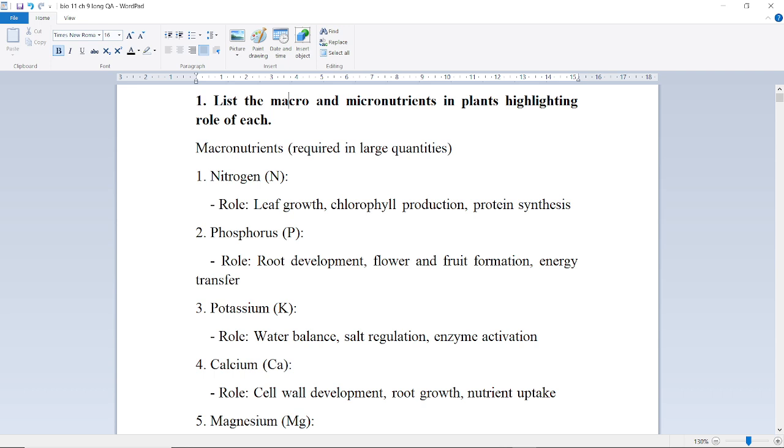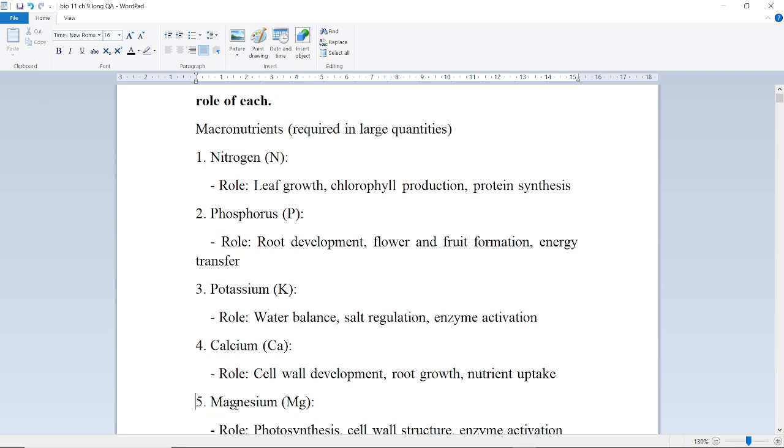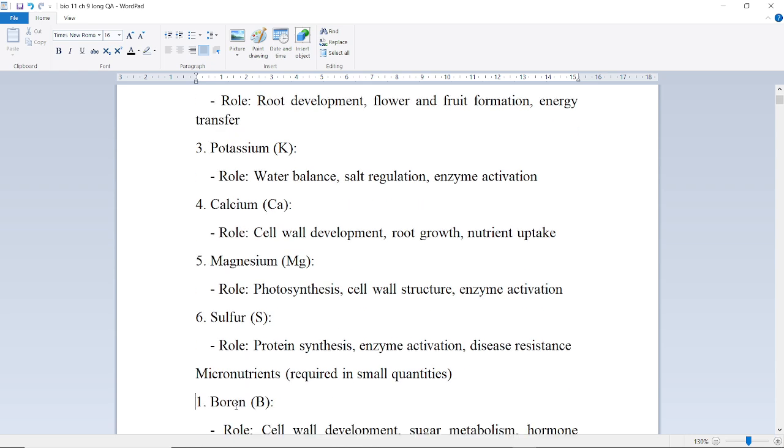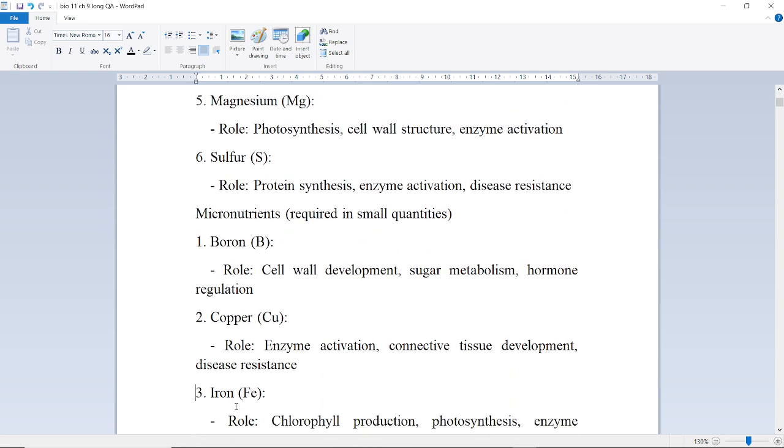Next is potassium. Its role is in water balance, salt regulation, enzyme activation. Next is calcium. Its role is in cell wall development, root growth, nutrient uptake. Next is magnesium. Its role is in photosynthesis, cell wall structure, and enzyme activation. Next is sulfur. Its role is in protein synthesis, enzyme activation, and disease resistance.